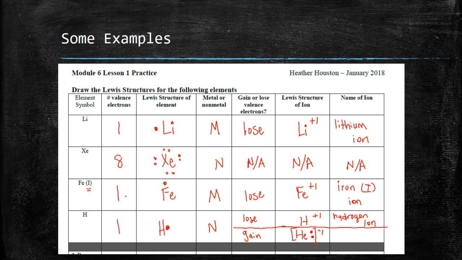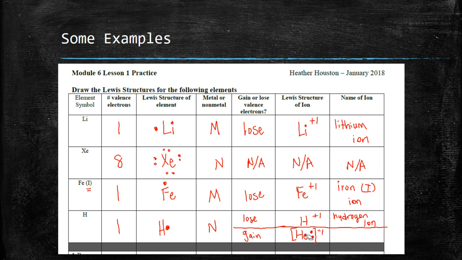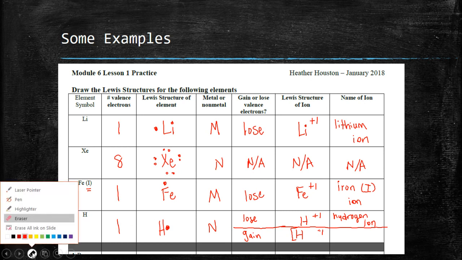And I wrote helium. That is not what I meant to write. I'm like writing and talking and not paying attention. So if I mess up and I don't catch it in a video, y'all should make sure to tell me. Come back in the comments for the lesson or something and be like, you screwed up. It won't be the first time.